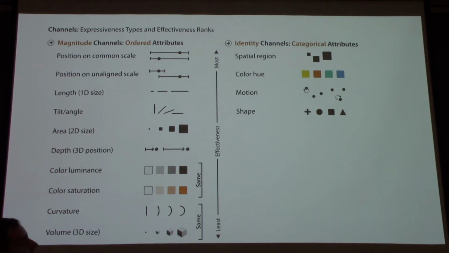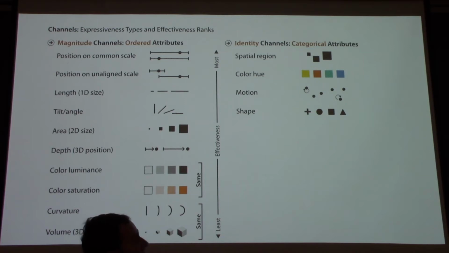So for the identity channels, there was spatial region. Again, very few people mentioned that, but almost everybody mentioned color and shape. And if you got the order wrong for color and shape, I didn't deduct any points because, honestly, I don't think there's a very strong effect here.